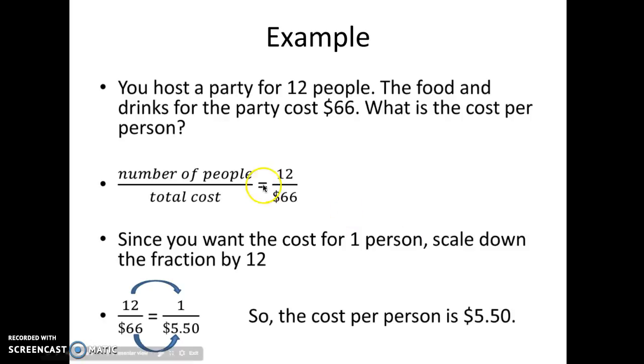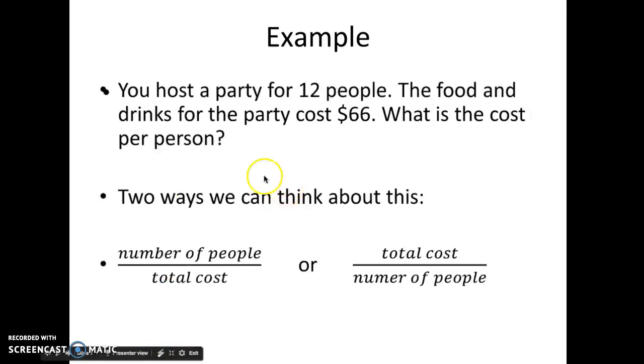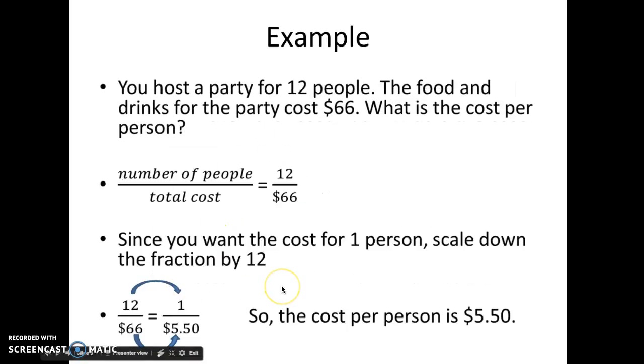So in thinking about the ratio, that's maybe not the best way to think about it. Why it does work is if we think about 12 over 66, and I simplify 12 over 66, it is equivalent to 1 over $5.50. So that tells me that one person costs $5.50. So we actually could think about it this way. But most of you, for the do first, thought about it the other way, putting 66 on top and 12 on the bottom.